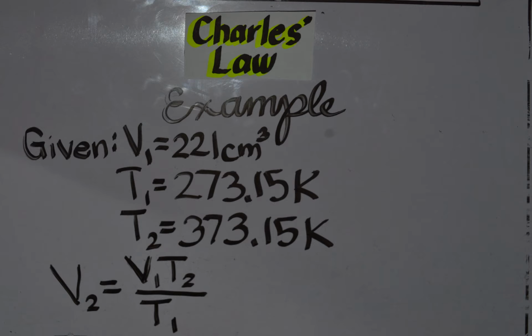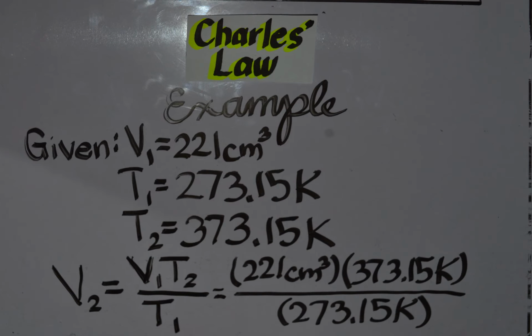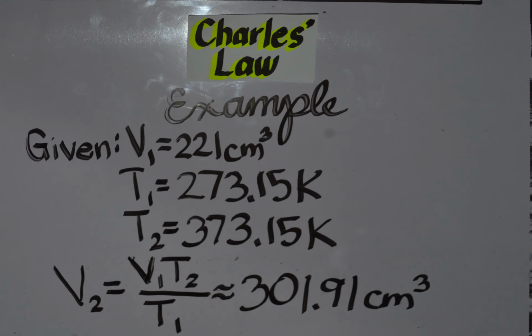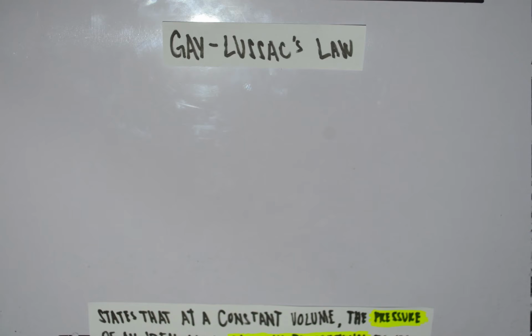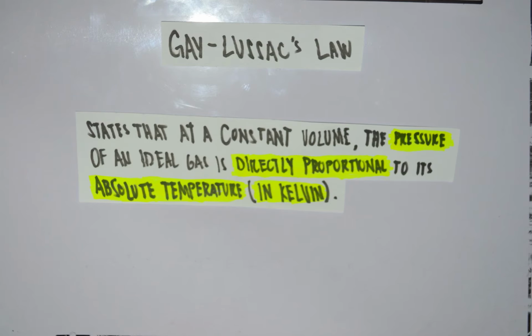In the problem, the initial volume is 221 cubic centimeters. The initial temperature is 0 degrees Celsius or 273.15 Kelvin, and the final temperature is 100 degrees Celsius or 373.15 Kelvin. Now, the values can be plugged into the formula to solve for the final volume, which is equal to the product of the initial volume and final temperature divided by the initial temperature. Then the answer, rounded off to the nearest hundredth, is 301.91 cubic centimeters. And that's all for Charles' law.